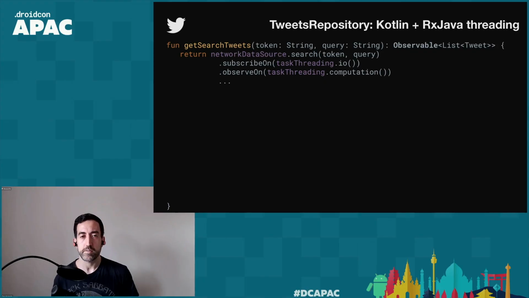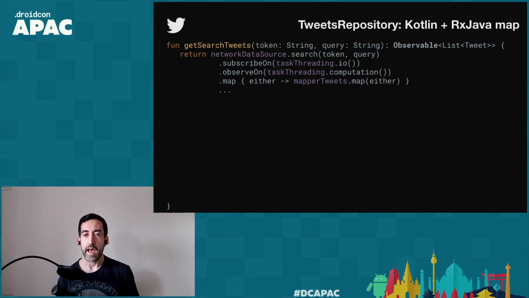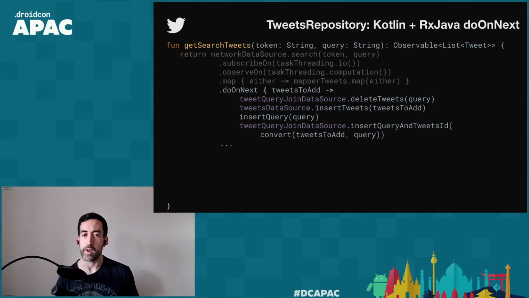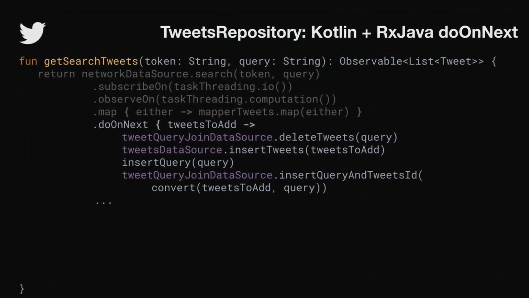So let's start from the network data source. I search for the query, passing the token, so I can authenticate it. I subscribe to the IO thread pool, because it's coming from the input output. And then I will serve this into the computation because probably I will need to do some operations in my use case. Then I'll map the results to get those back, and then I'll do on next. I'll pass those tweets and I will start the updating from the database.